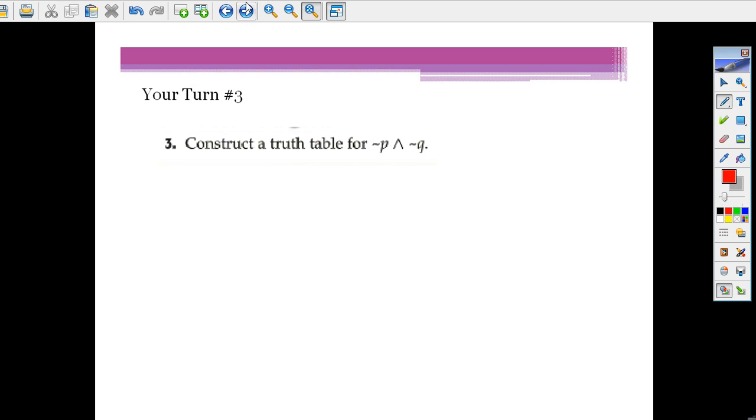Alright, so here's your turn, and I'm going to help you out a little here. You're going to do a truth table for not P and not Q. So you need a P, you need a Q. You need a not P, and you need a not Q. And then you need another column for not P and not Q.